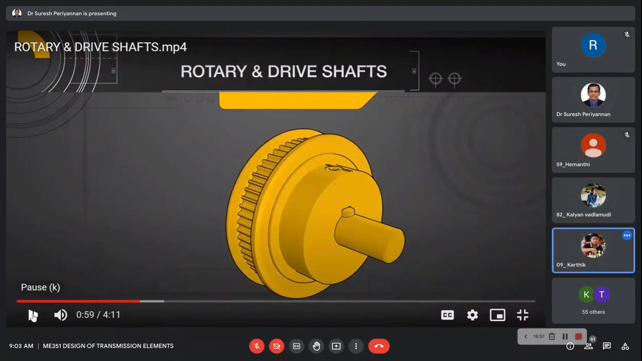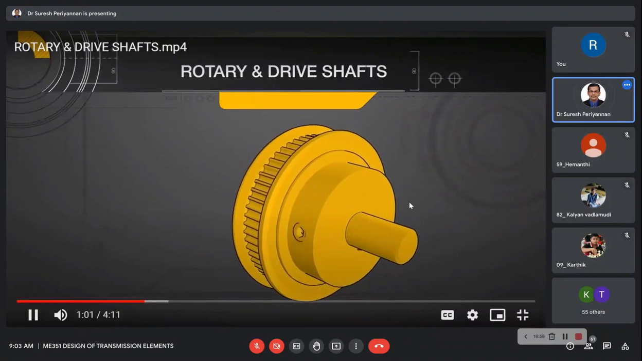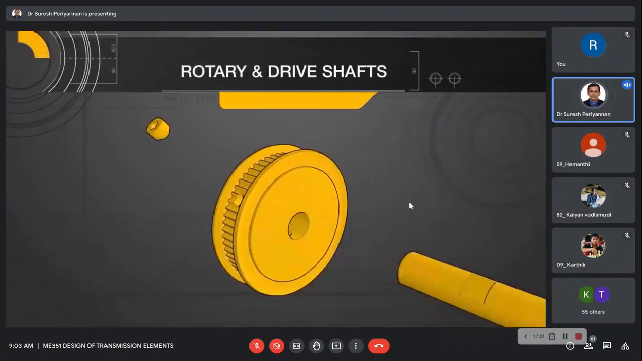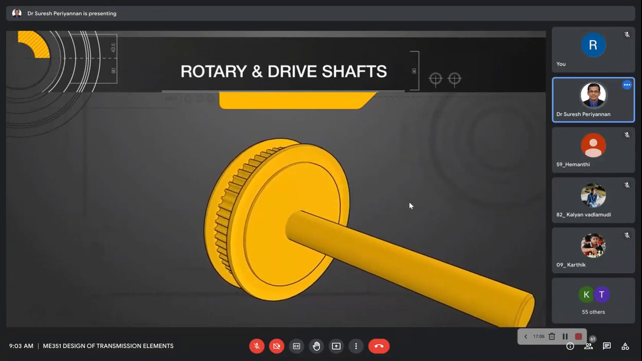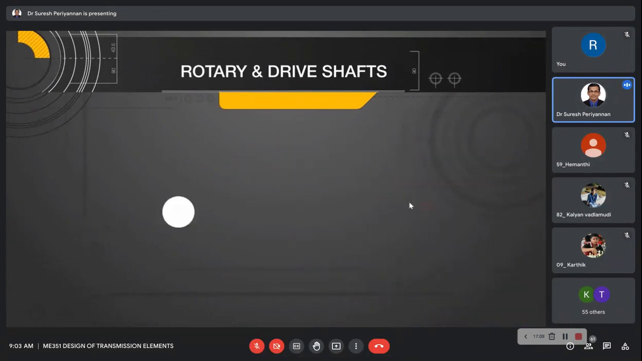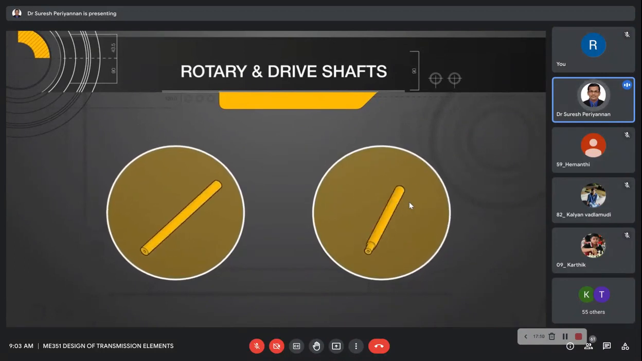Okay. For the set screw design, the rotary shaft will have a set screw flat so that the screw from the pulley can tighten onto it. These styles apply to both rotary and drive shafts.